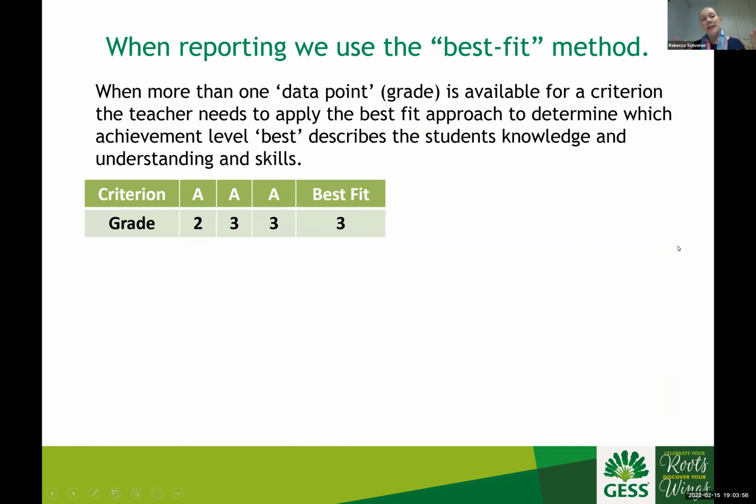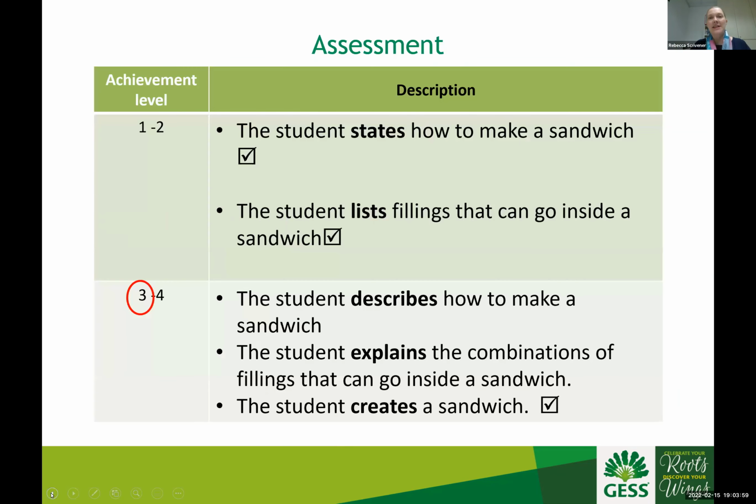So then I, as a teacher, I go and mark, sorry, it skipped ahead. I would then go and mark their work. So they've made a sandwich, I'm looking at it, they've written about making a sandwich, and I'm looking at their work. And I start with that achievement level 1 and 2. Have they stated how to make a sandwich? Yes. Have they listed some fillings? Yes. Have they created a sandwich? Yes. But you can see here, I've given ticks where I think they have achieved it, but I don't feel that they described how to make a sandwich.